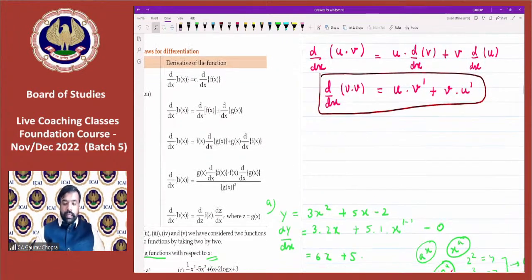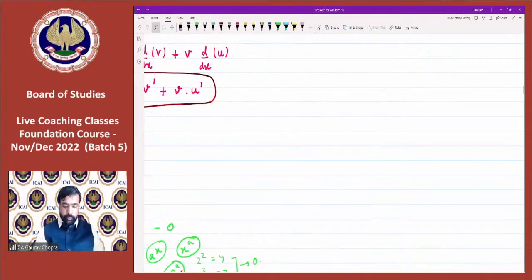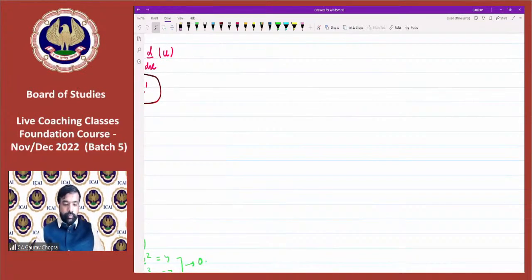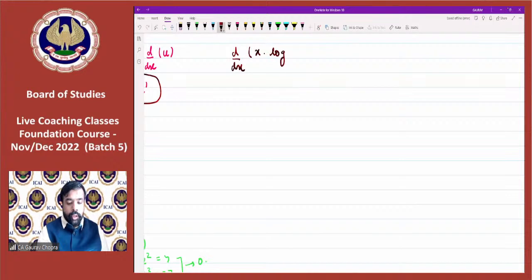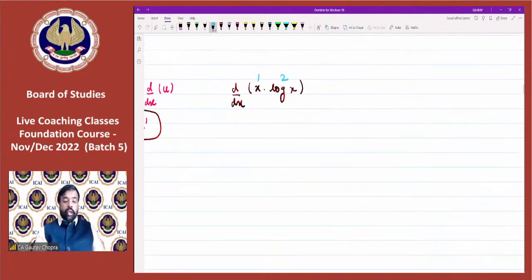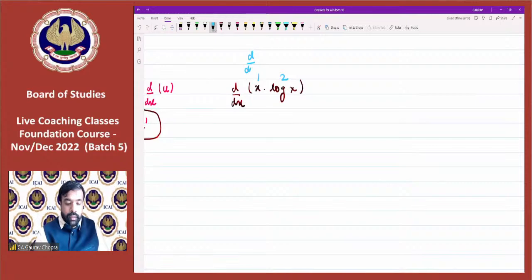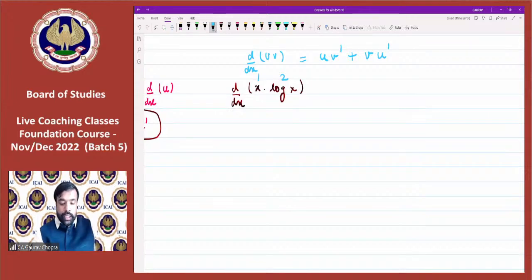Now, let us solve some questions based on this. If we are having d by dx of x log x, so x is getting multiplied with log x. So there are two functions. The first function is x and the second function is log x. Now we have to apply the formula here. So d by dx of uv is equal to u will remain as it is, then v dash, plus v will remain as it is, and then u dash. So let us apply this formula.